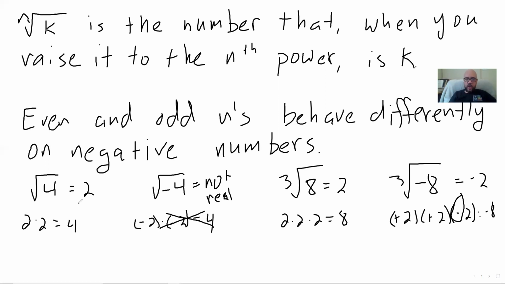So that's why square roots and cube roots, and basically in general even roots and odd roots, behave differently: because you can't multiply an even number of negatives together to get a negative. If you do, you get a positive number, and so you can't make a negative even root.